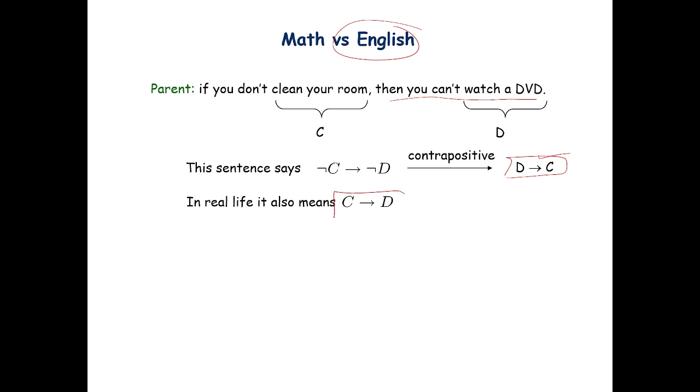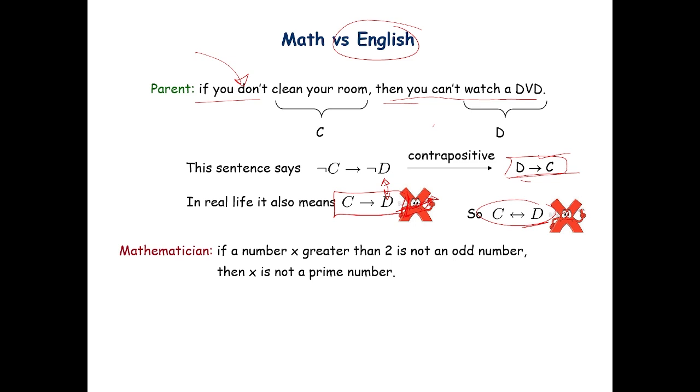You're hoping your parents will let you watch a DVD if you clean your room, because they have put you under a condition that if you don't clean your room, you can't watch a DVD. So the opposite must be true, right? This is in real life though. This does not mean that logically this is equivalent to this. In real life, it also means C implies D, but logically it doesn't. So if you're taking into account real life's logic, C implies D and D implies C. So you could say C is equivalent to D, but is it? Not really.